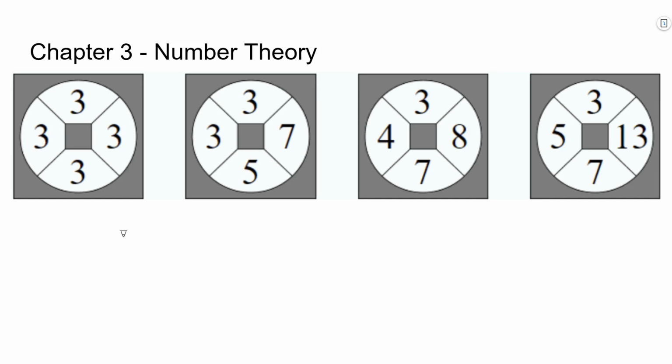All right, so here's what I got. So the first one, you can do 3 times 3 would be 9, times 3 is 27, minus 3 would be 24. Second one here, you could do 3 times 5 would be 15, minus 7 would be 8, times 3 would be 24. This next one here, you could do 7 minus 3 would be 4, times 4 would be 16, plus 8 would be 24.